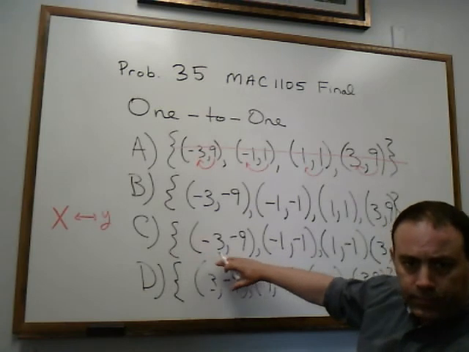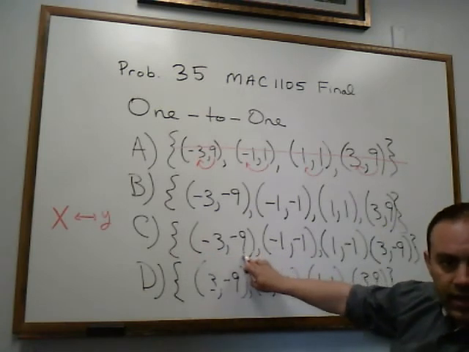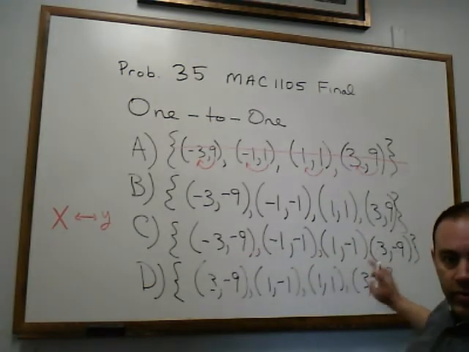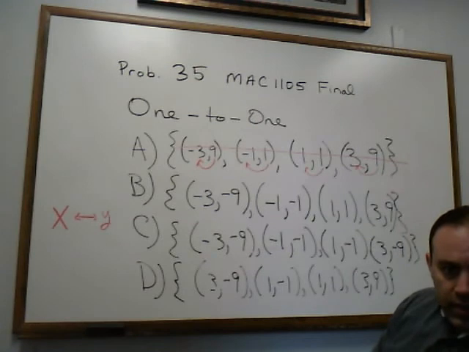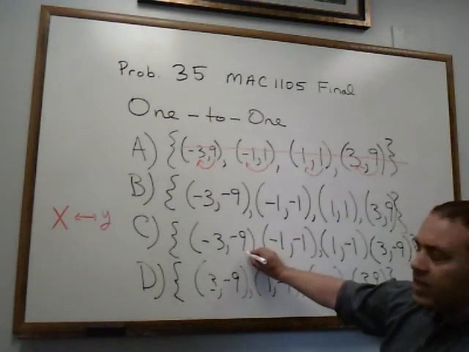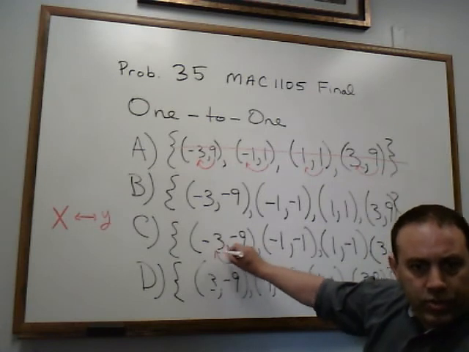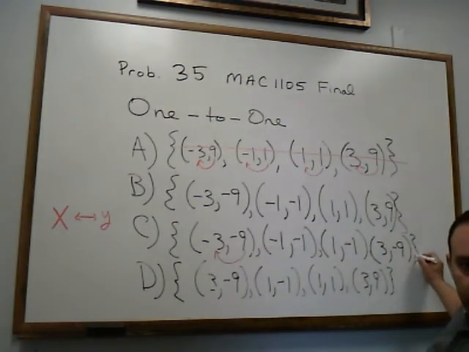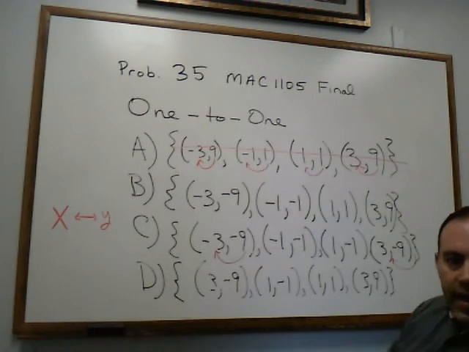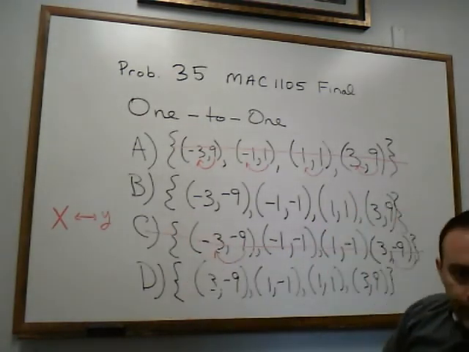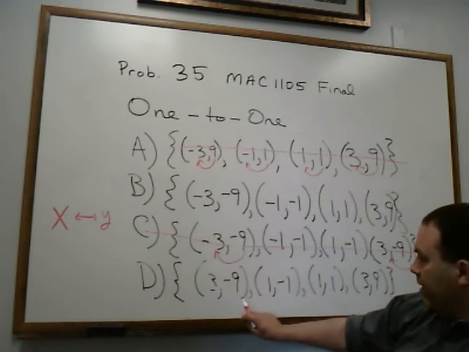Choice C gives you an input of -3 and an output of -9, and later an input of 3 and an output of -9. This is a function. This is function behavior, but it's not one-to-one function behavior. Because if we think about that from the point of view of the y values, a -9 y value is associated with 2 different x inputs. And so that function is not one-to-one.